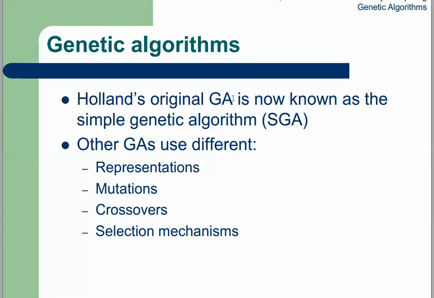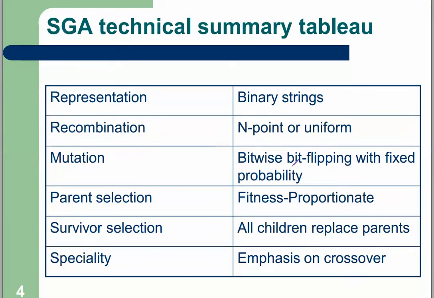The first version of GA is simple GA, and we explained that the representation of simple GA is binary, recombination is n-point or uniform or one point, mutation is bit flipping, parent selection is based on fitness proportionate or roulette wheel. Survivor selection is age-based, where all children replace parents. The main emphasis of this version is on crossover.